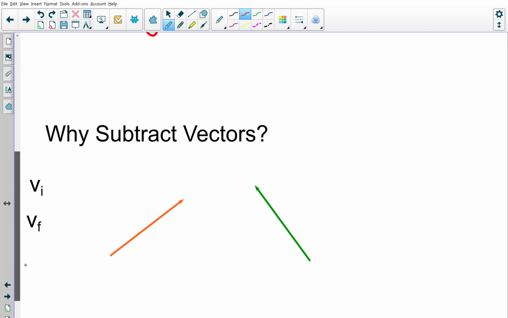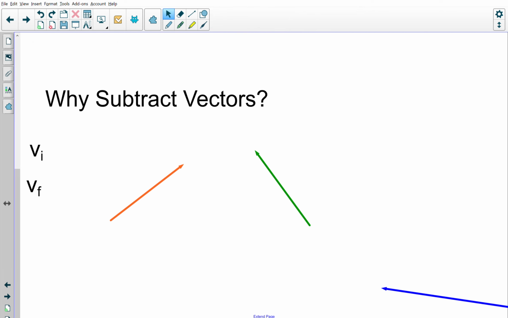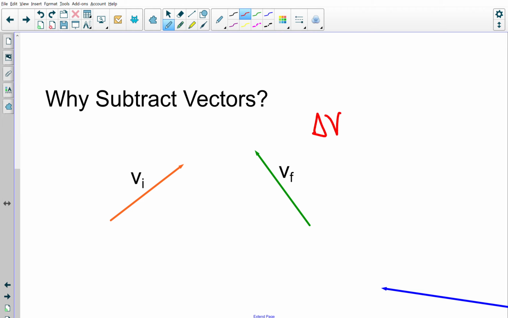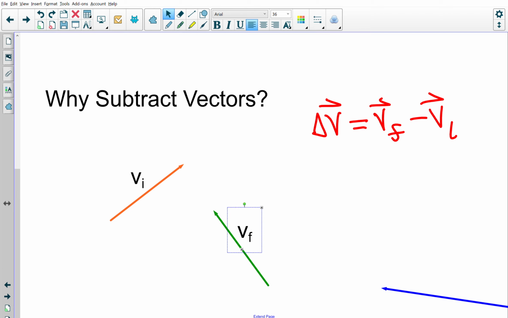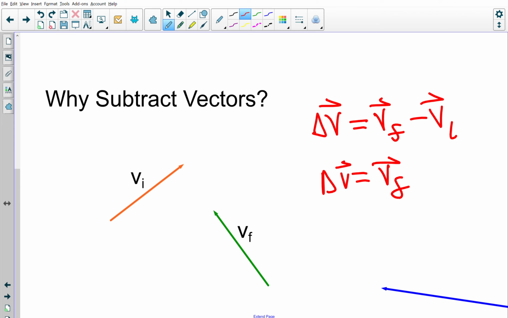And similarly, we might ask, why subtract vectors? Well, let's say this is like your initial velocity, and this is your final velocity. What if you want to know the change in velocity? You have a pretty simple formula. Change in velocity is always final velocity minus initial velocity. And in this case, here's your final velocity. Cool. Here's the initial velocity, but how do you subtract them? And you've seen this, I'm sure, but it's good to think of it as plus negative.